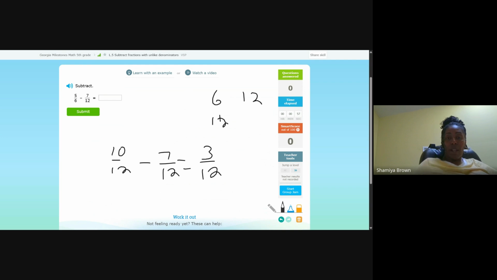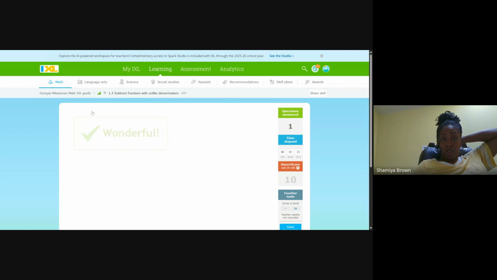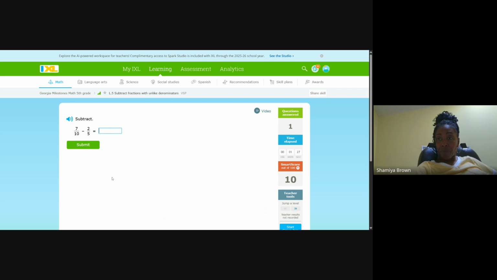I can simplify 3/12 because 3 can go into 12 4 times. So my answer would just be, well, I'll divide both by 3. 1/4. So 1/4 would be my final answer if they want me to simplify. And I'm pretty sure they do. Yep. All right.